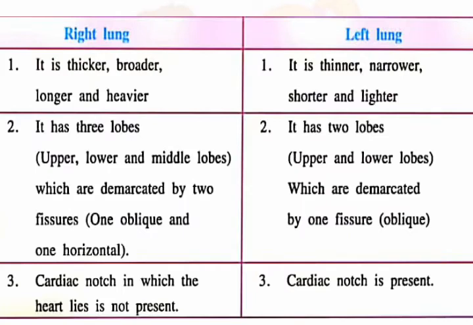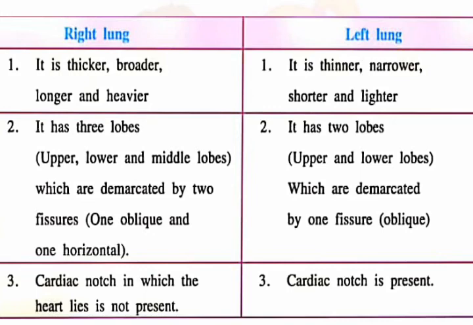So here is the difference between the right lung and the left lung. The first difference is the right lung is thicker, broader, longer and heavier, while the left lung is thinner, narrower, shorter and lighter. The second difference is the right lung has 3 lobes while the left lung has 2 lobes: upper, lower and middle lobes in the right lung, while there is no middle lobe in the left lung.